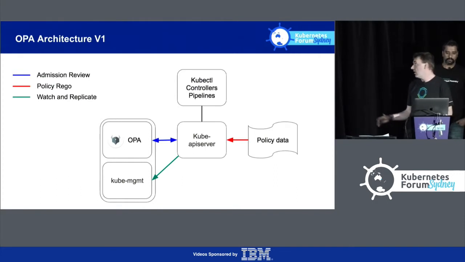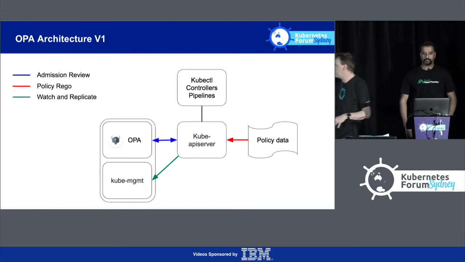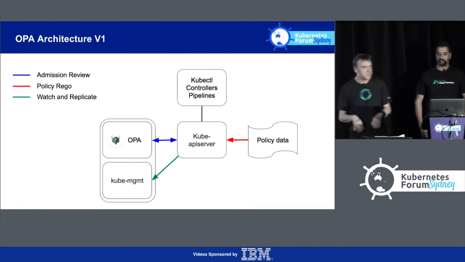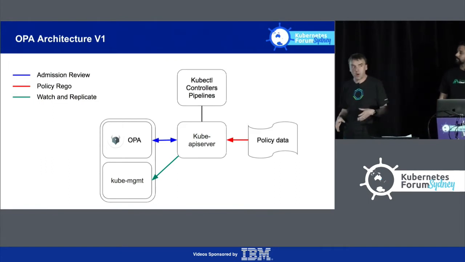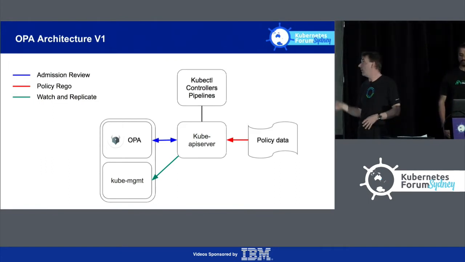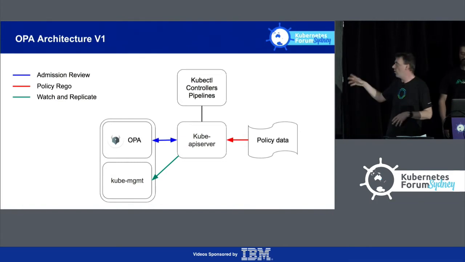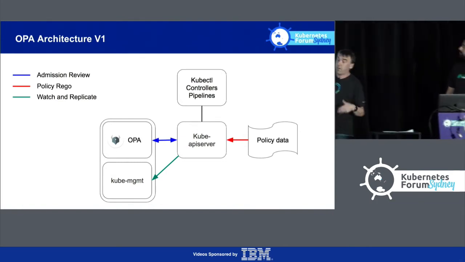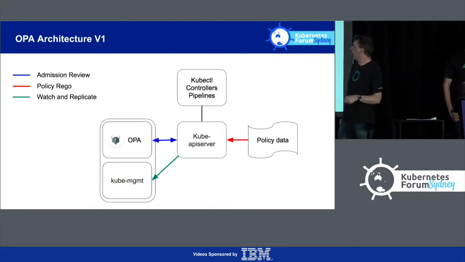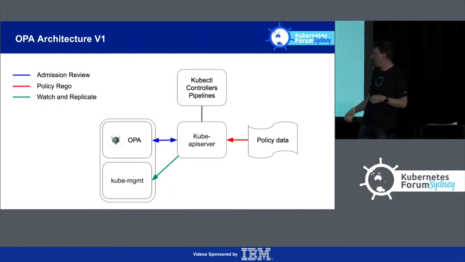OK, so if we look at the different architectures, I've made these diagrams really simple so that we can follow them easily. There's probably a little bit more complexity in reality. This is V1, which is probably what most people are using today from an OPA point of view. There are actually two more versions, and I'll quickly go through those as well. But first, the flow through this one. You've got your kubectl, or you might have a control or pipeline, something that's using the Kubernetes API. That's going to send it to the API server.